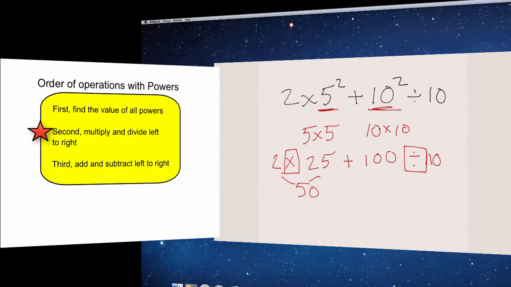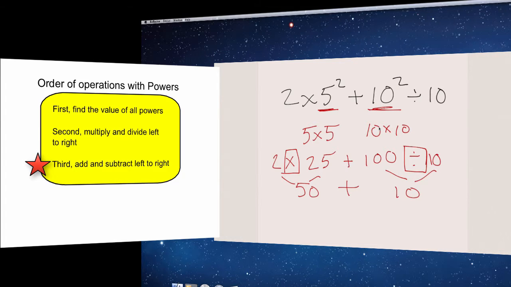And 100 divided by 10 is going to get me 10. The only thing I've got left to bring down is my plus sign right here. Now you can see why showing my work would be very important. I've got a lot of things going on here. If I skip one step or do one thing in the wrong order, I'm going to get the wrong answer. So it's always important to show each step of your work.